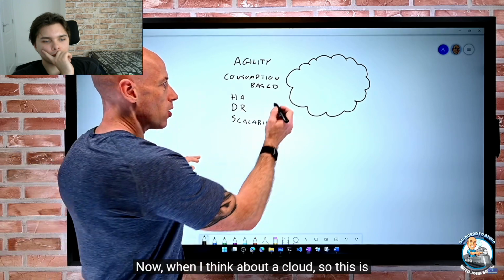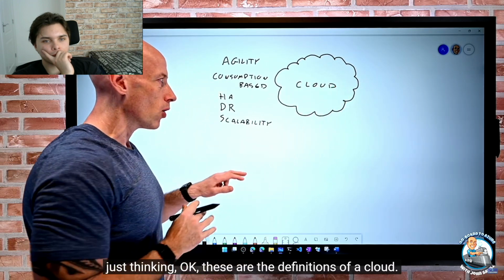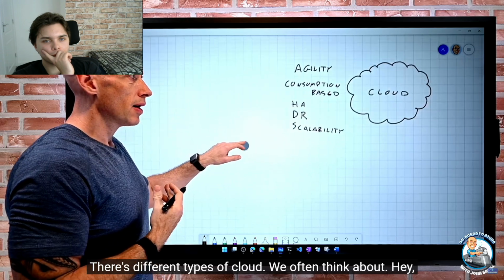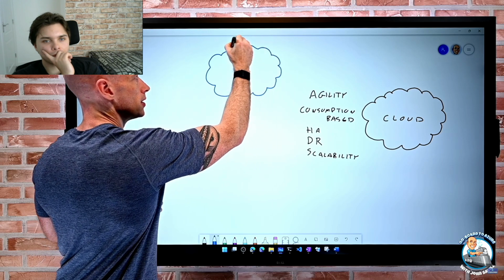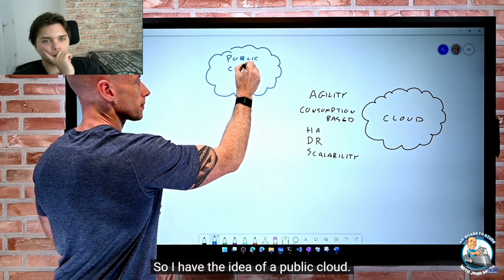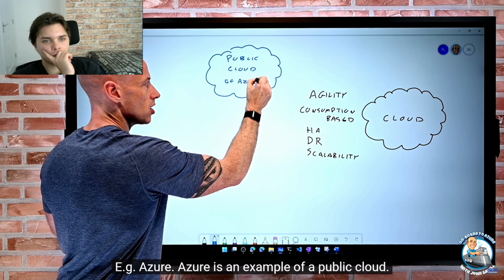Now, when I think about a cloud, so this is just thinking, okay, these are the definitions of a cloud. There's different types of cloud. We often think about, hey, yeah, the public cloud, but that's not the only type. Now, obviously, there is public cloud. So I have the idea of a public cloud, e.g. Azure. Azure is an example of a public cloud.